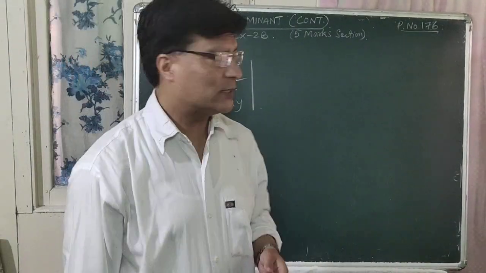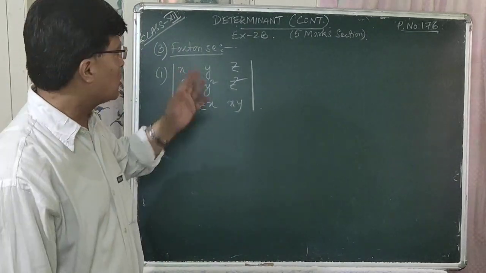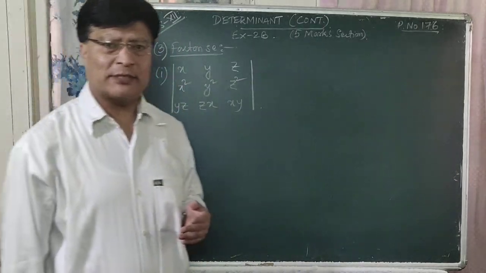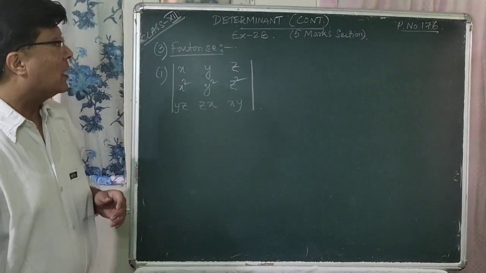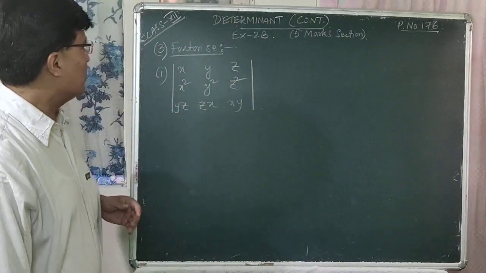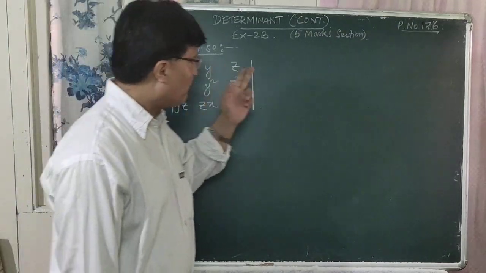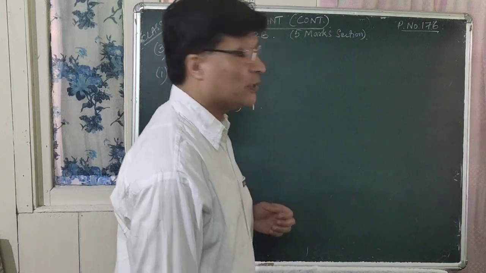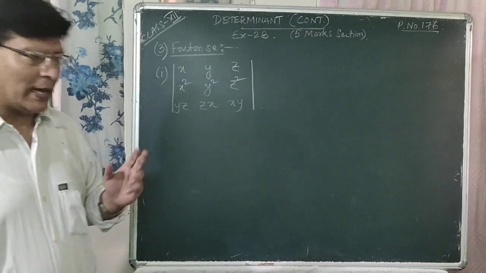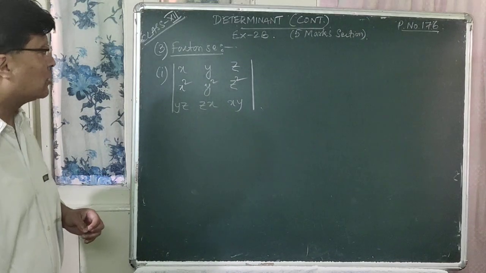So now let's start our class. Today is also the class for class 12 science. The subject is mathematics. So we will continue the same chapter, that is determinant, and in the last class also we were doing the same chapter, that is determinant, and we did up to question number 2, that is from exercise 2b, 5 marks section, and the page number is 176. The book used is Higher Mathematics by Sailendra book for class 12.